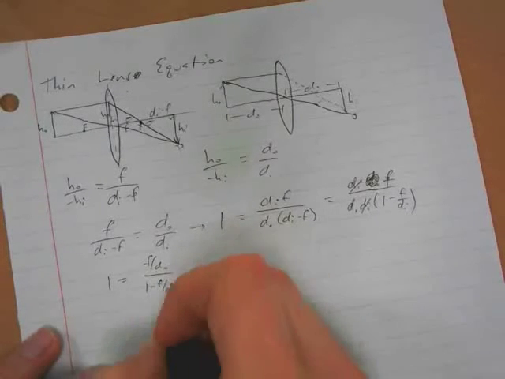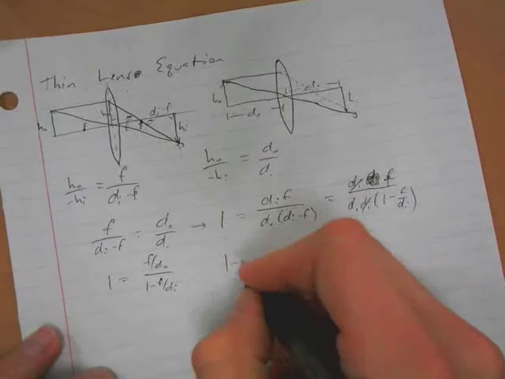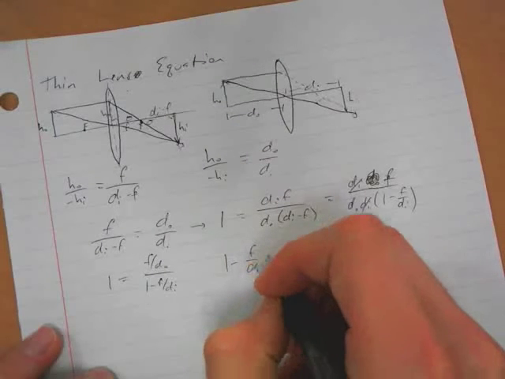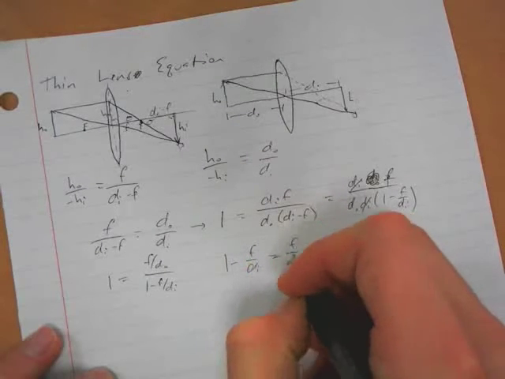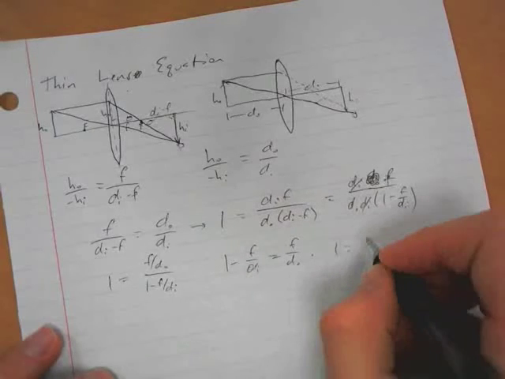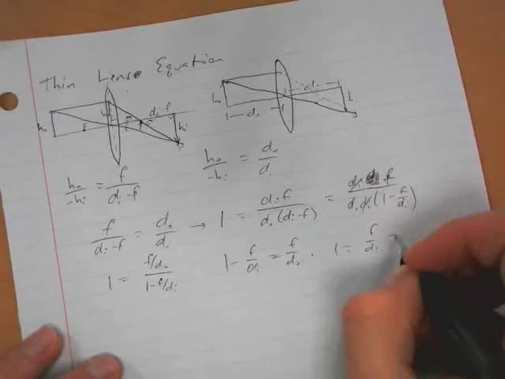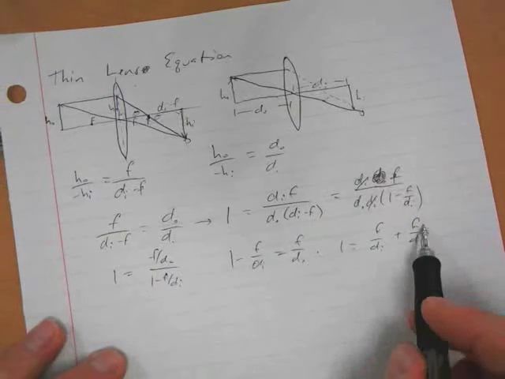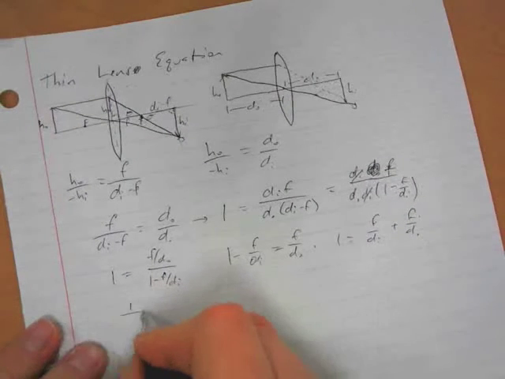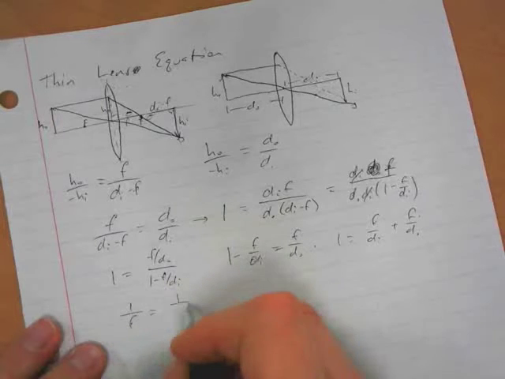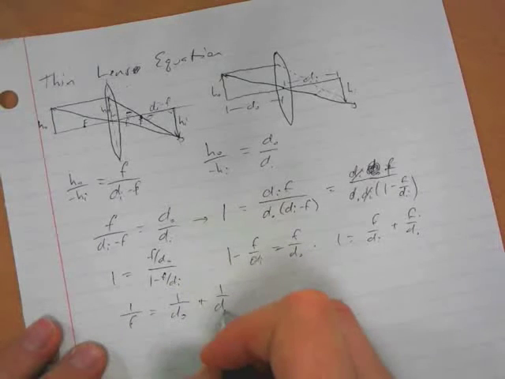We can move that over to the other side. 1 minus f over di equals f over do. Add that over: 1 equals f over di plus f over do. And then divide out an f. And what do we get? 1 over f equals 1 over do plus 1 over di.